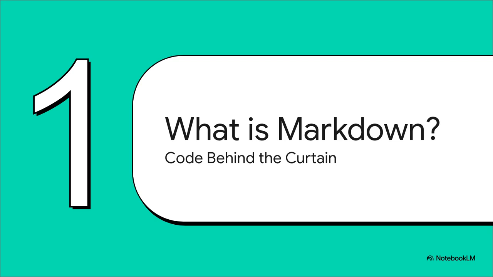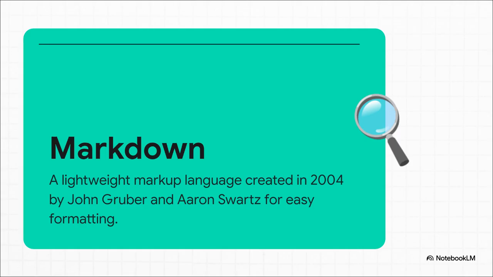Well, it's called Markdown. And in this explainer, we're going to pull back the curtain and see exactly what it is, what it's for, its biggest strengths and weaknesses, and most importantly, when you should be using it. So Markdown was created way back in 2004 by John Gruber with some help from Aaron Swartz. And it was designed with one core philosophy in mind: simplicity. It's what's known as a lightweight markup language, which is really just a fancy way of saying its whole purpose is to be as readable and intuitive as regular old plain text.